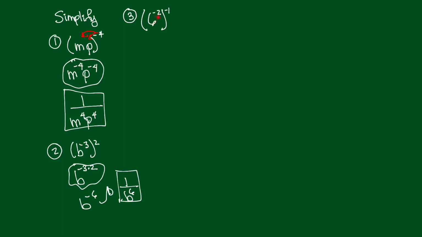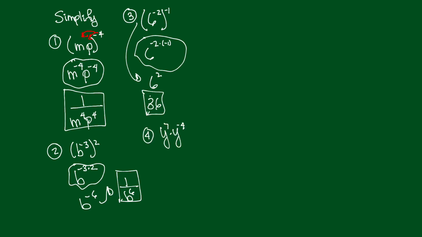Now, I've got a power raised to a power, right? I've got this power, 6 to the negative 2, raised to the negative 1. So I just multiply the exponents. Now, this is the part you do in your head. It's going to be 6 to the negative 2 times negative 1, right? So I'll go from here to here. So I get 6 to the positive 2. Well, that's just 36.